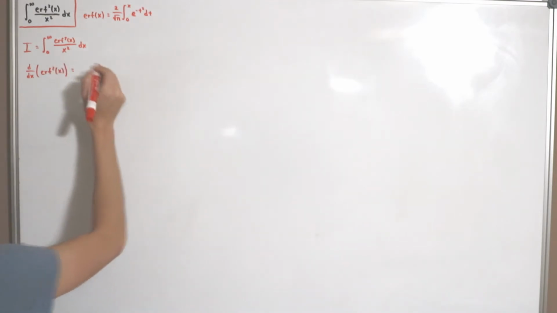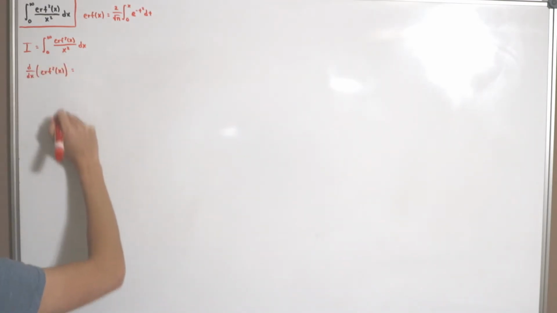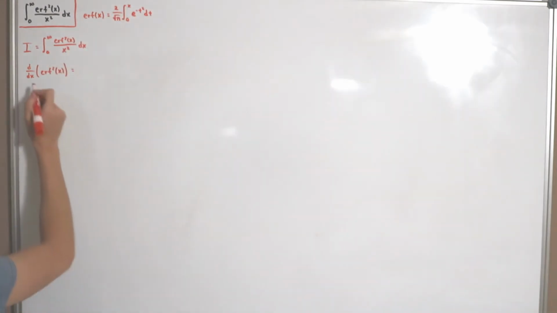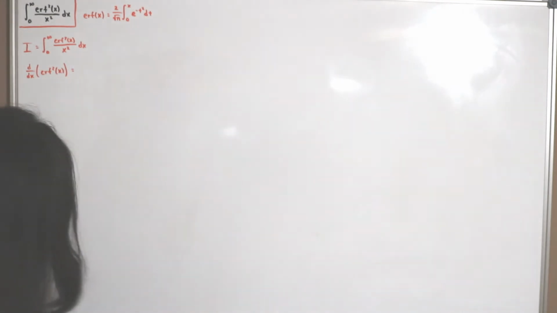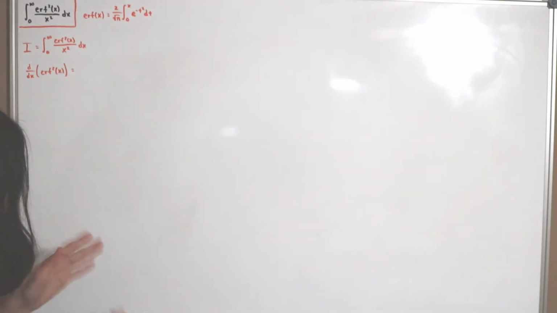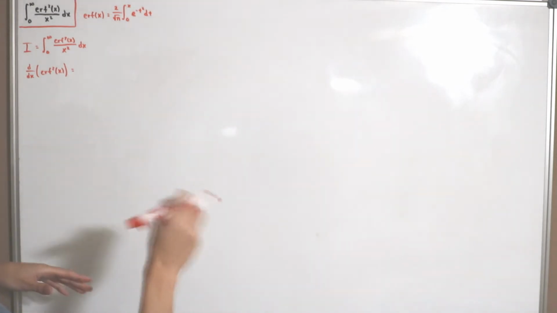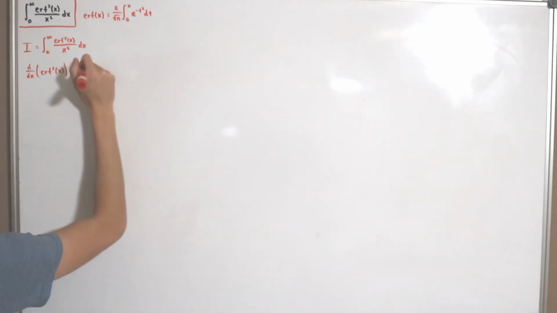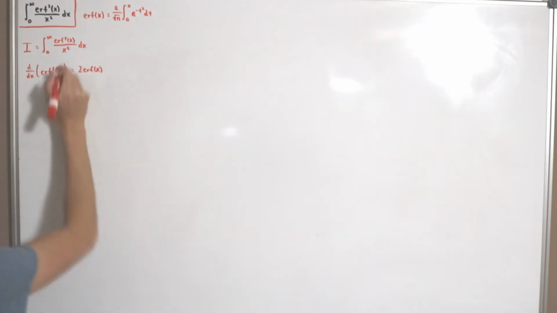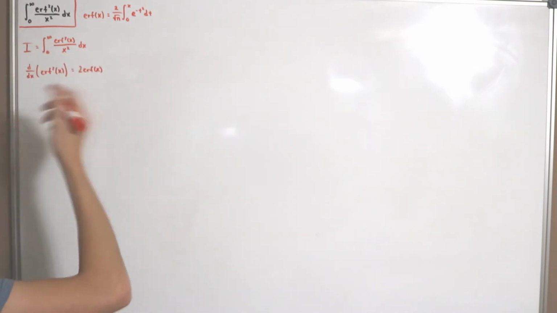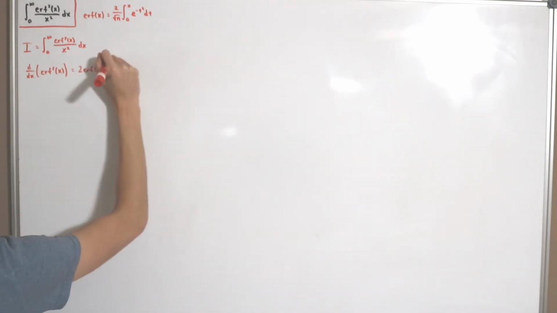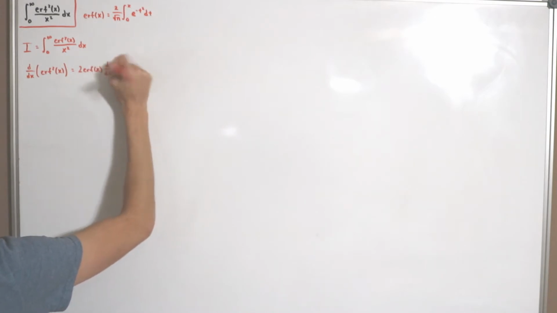To differentiate the error function squared of x, I'll treat this as the error function of x as its argument, and then squared as a quantity. This means I can use the chain rule. So this is 2 times the error function of x, the degree reduces by 1, so we're left with just 1 degree. But then we have to multiply by the derivative of the inner function, the derivative of the error function.